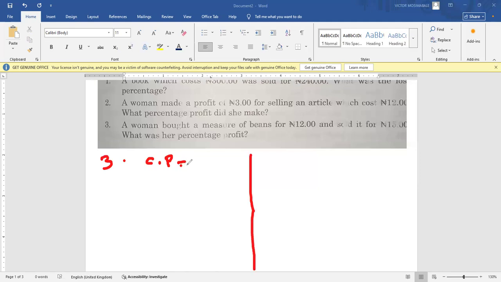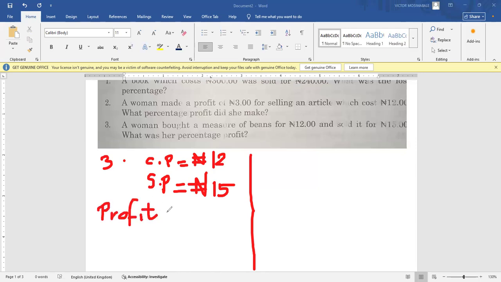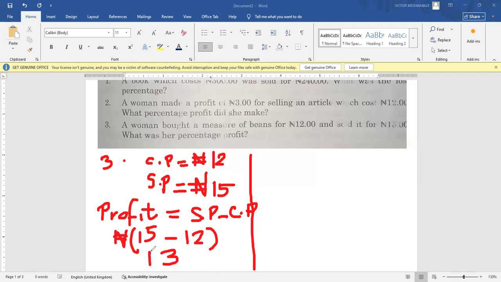So cost price is 12 naira, and sold it for 15 naira. SP is equals 15 naira. Do we get that? All right. And we have to find the percentage profit. So the profit here is actually selling price minus the cost price. So what that means in actual sense is 15 naira minus 12 naira, which is 3 naira.